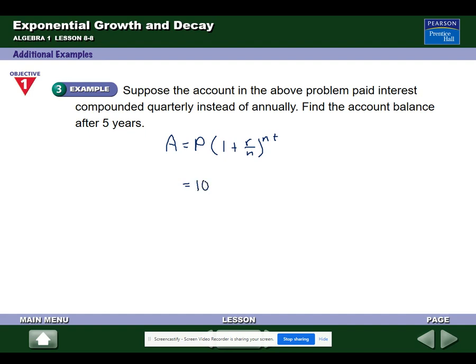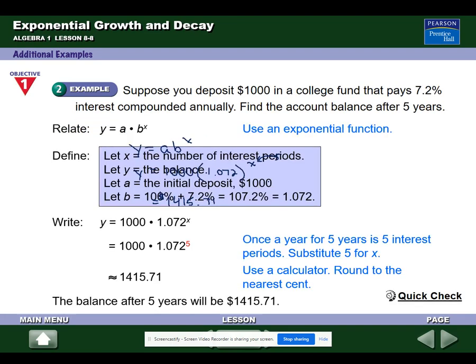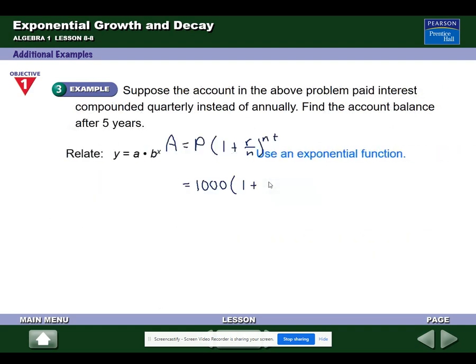It was $1,000 times 1 plus the rate, which was 7.2%, so 0.072. Quarterly means 4 times a year, so you're going to divide by 4, and that number would go here as well. And then T is our output. And then we're going to be plugging 5 in for T. Now, if you're going to type this into your calculator, you do want to be careful that you don't mess up the order of operations. We're plugging in 5, right?